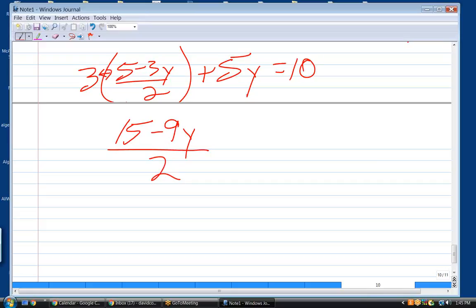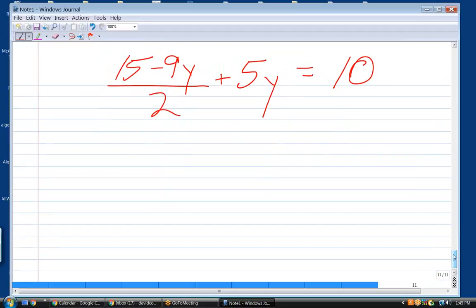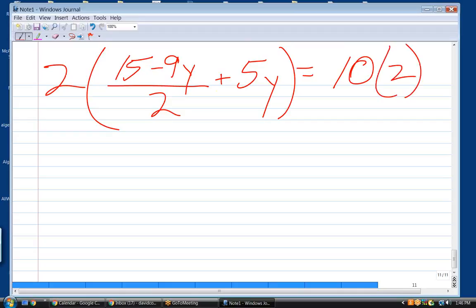Okay. Plus 5y. I need the plus sign. Is equal to 10. Okay. And what's the next line? Multiply it by 2. Okay, now this is a little tricky. When I multiply by 2, I have to multiply the entire left side by 2. Not just this term.